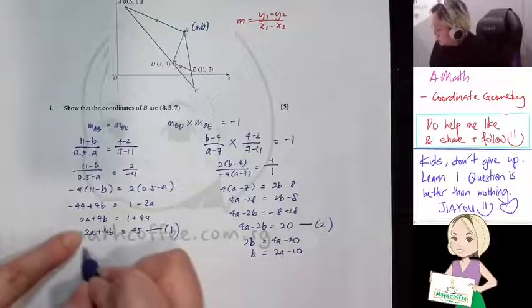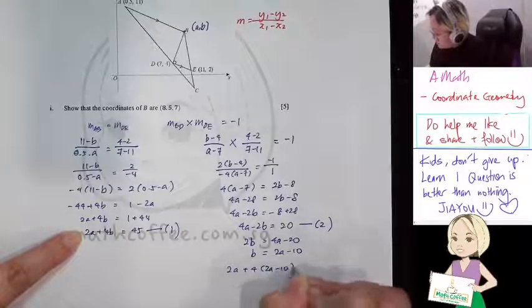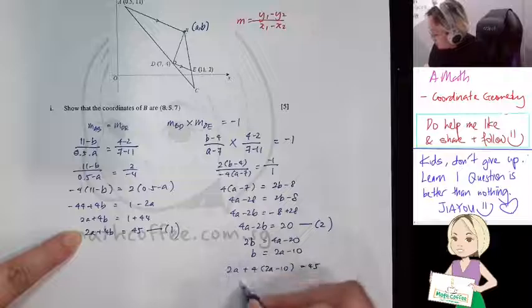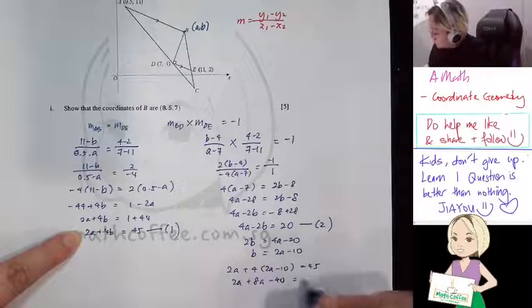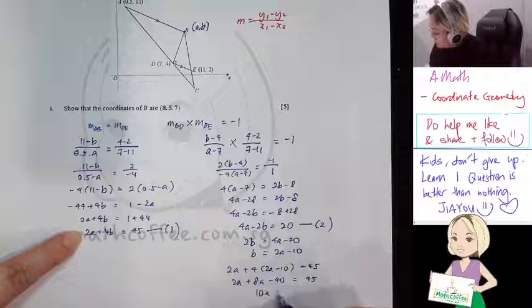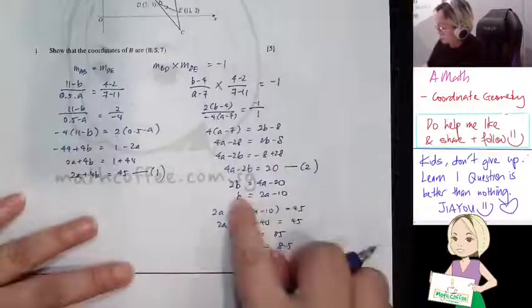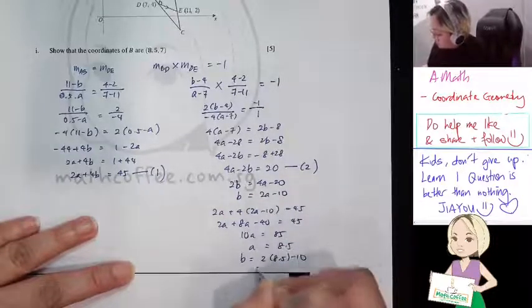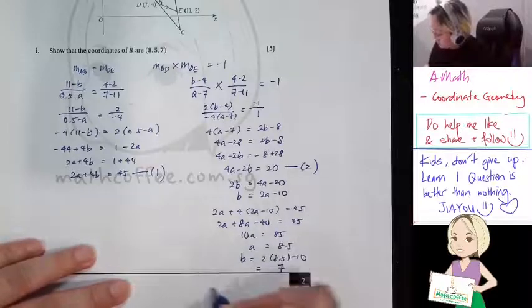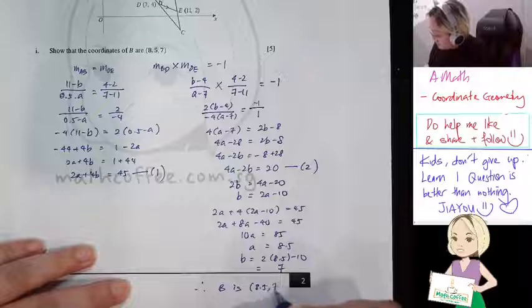See, so this one will become 2a plus 4b equals to 45. So I have 2a plus 8a minus 40 equals to 45. 10a equals to 85. A equals to 8.5. Now B just sub back to here. So my B will be equals to 2 times 8.5 minus 10. So we will have 7. So therefore B is 7, shown.